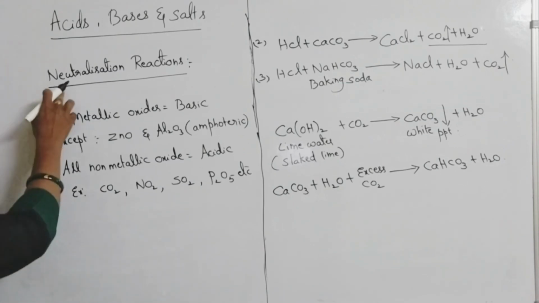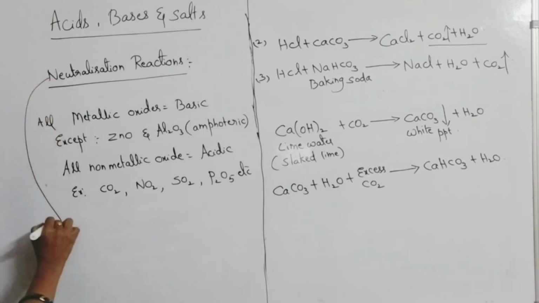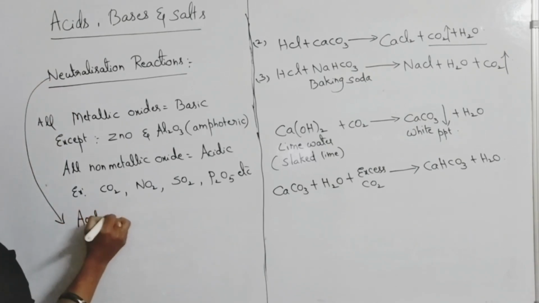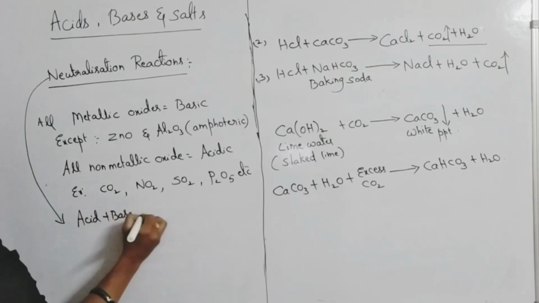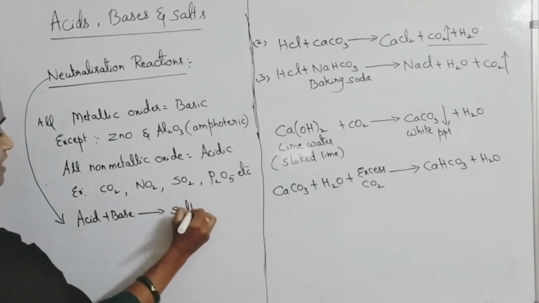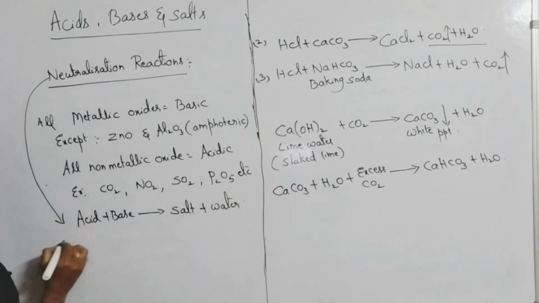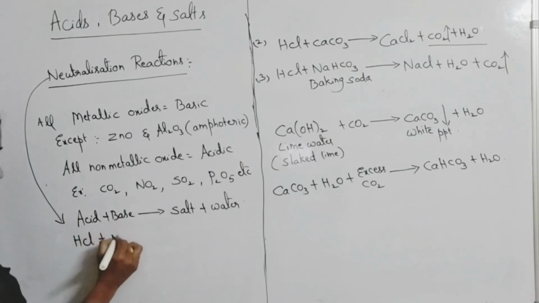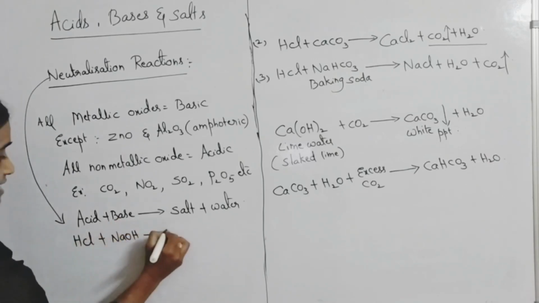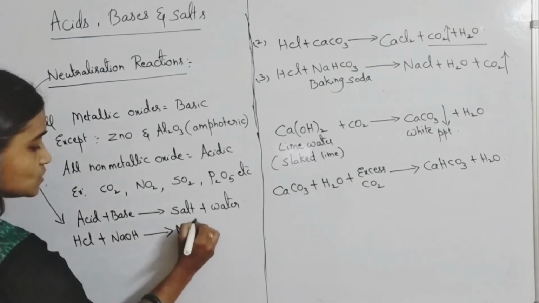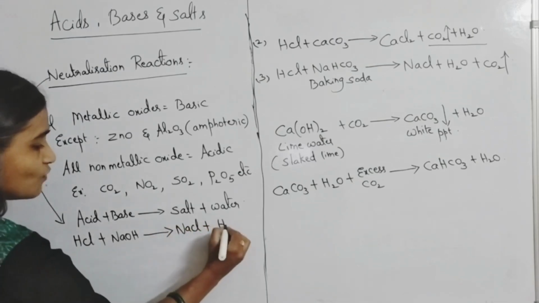Let us come back to neutralization reactions. Acid plus base gives rise to salt plus water. Such kinds of reactions are called neutralization reactions. You can take an example: the best example of an acid is HCl and of a base is NaOH. HCl reacts with NaOH and gives sodium chloride, common salt, plus water.